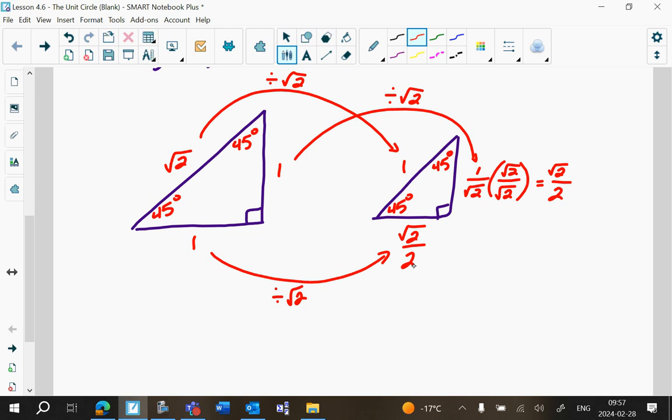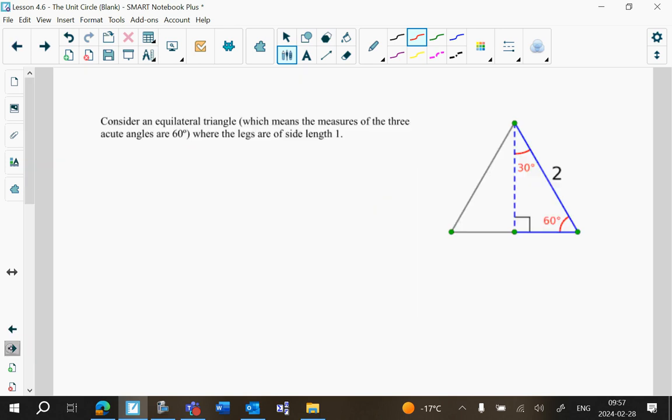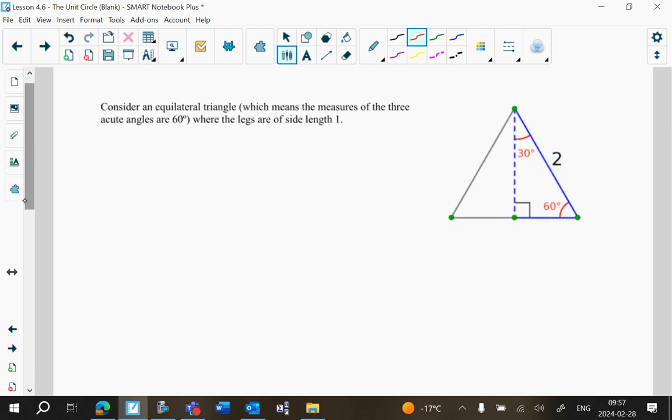Well, we use another right triangle. This time, though, what I'm going to start with is an equilateral triangle. Remember, in an equilateral triangle, all the sides are the same length and all the angles are the same measure. So in any equilateral triangle, the 3 angles that add up to 180 must be the same measure. So therefore, all 3 angles must be 180 divided by 3, which is 60.